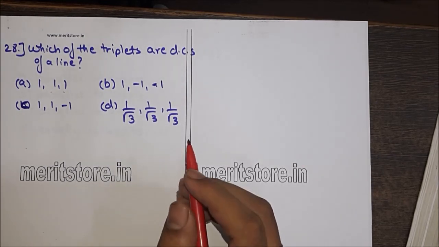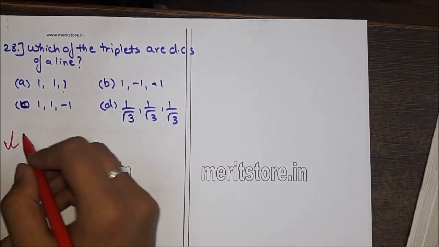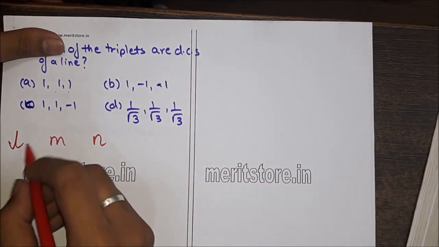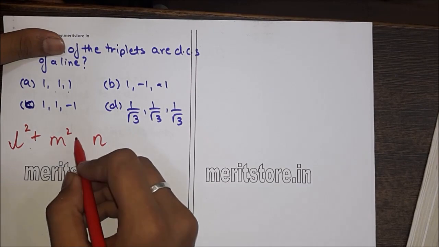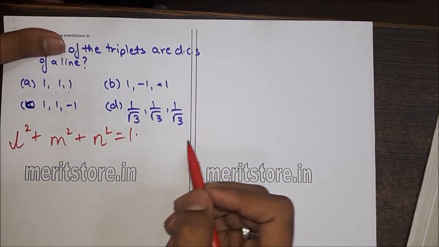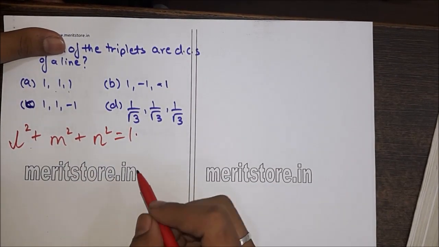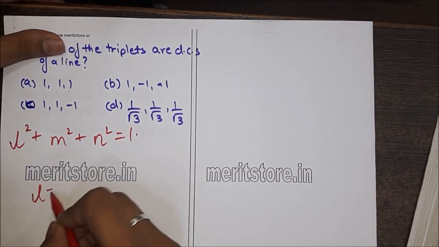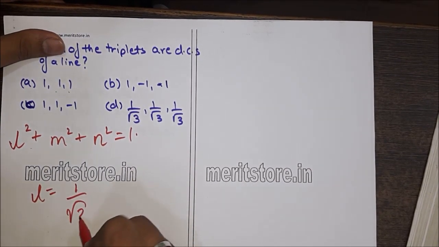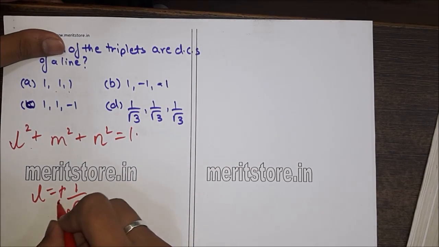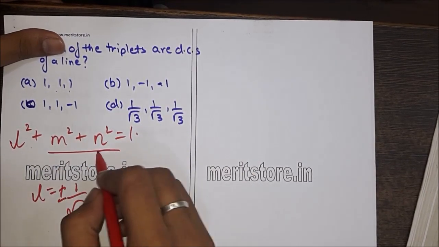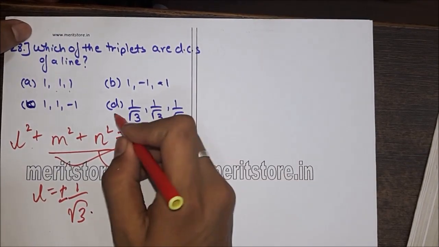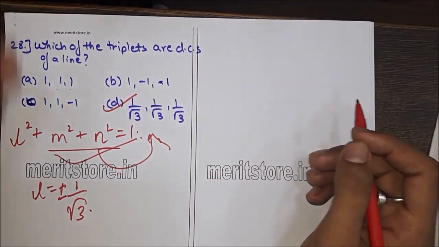Okay, so we know that l, m, n are the direction cosines. For the triplets, l square plus m square plus n square has to be equal to 1. This condition is satisfied by 1 by root 3, 1 by root 3, 1 by root 3. So our correct answer is option D.